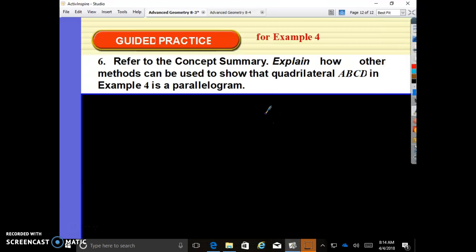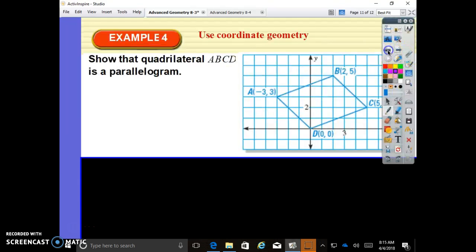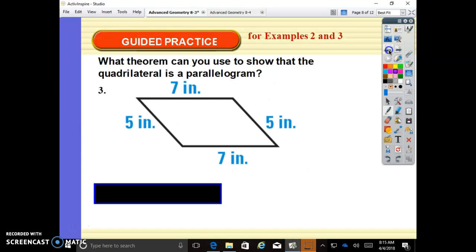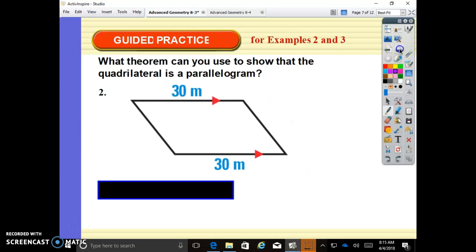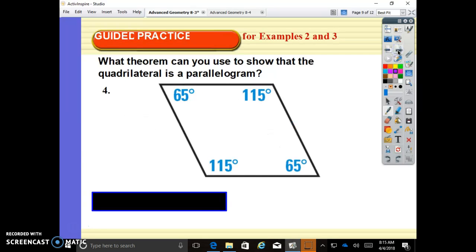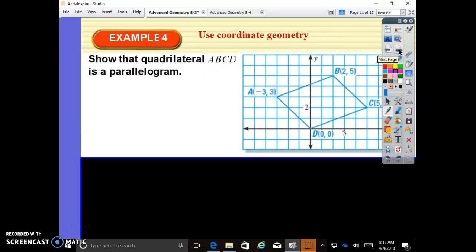Explain how other methods can be used to show that the quadrilateral in example 4 is a parallelogram. The quadrilateral in example 4. Which one are they referring to? I guess this one. So what else could you have used?